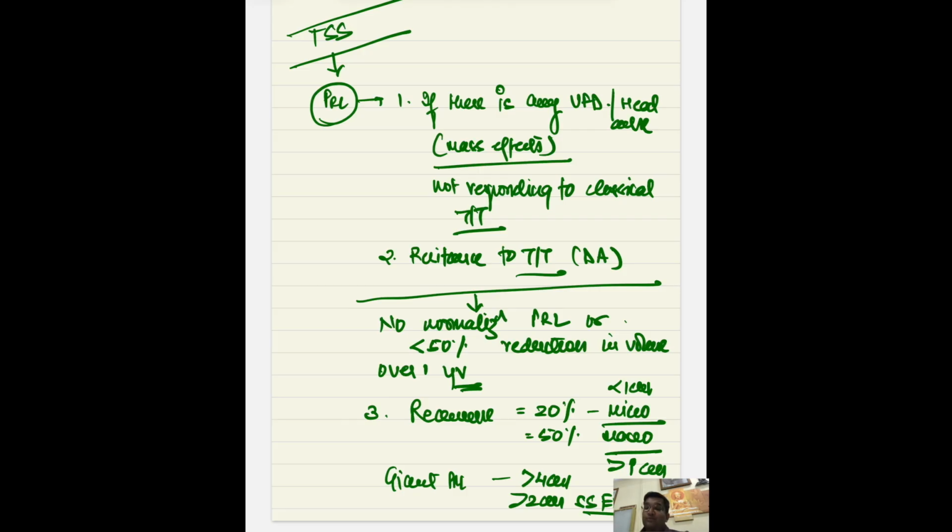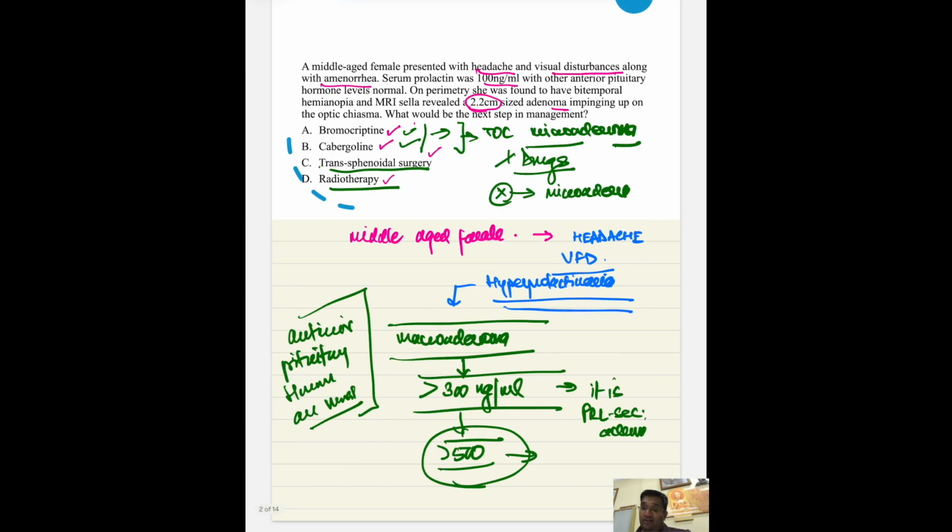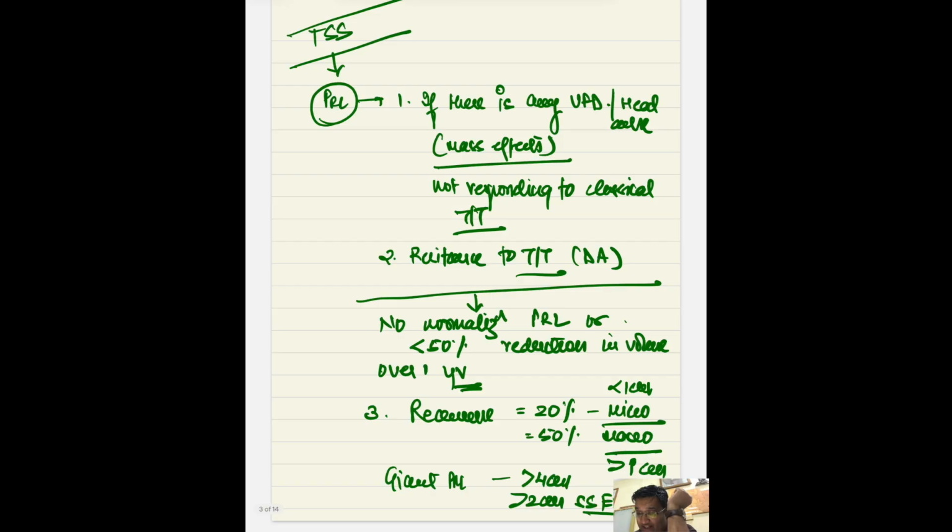So when it comes to this question, transsphenoidal surgery seems to be the correct answer, because bromocriptine and cabergoline are not going to be the treatment of choice, since it is not a prolactin secreting adenoma. The other thing is radiotherapy is not used in prolactinoma, or used sparingly only when there is recurrence and the patient is not ready for surgery.